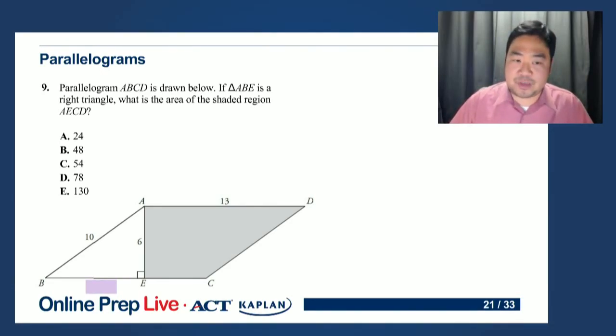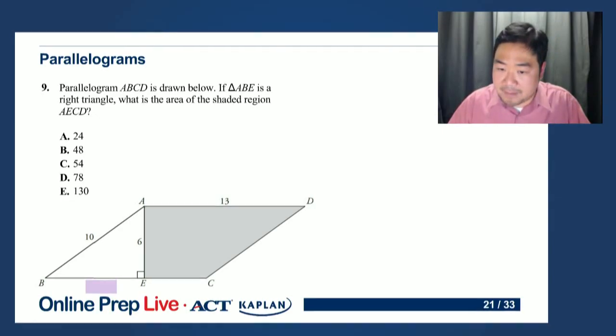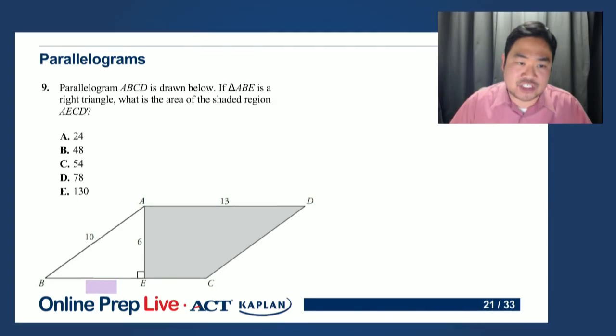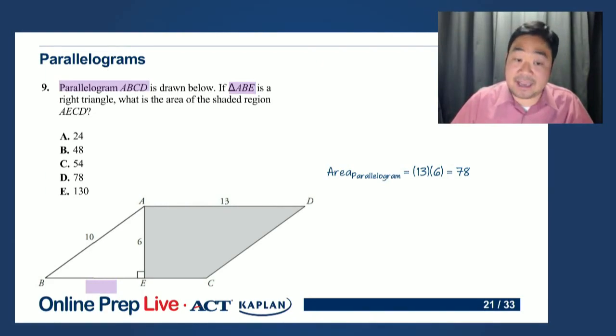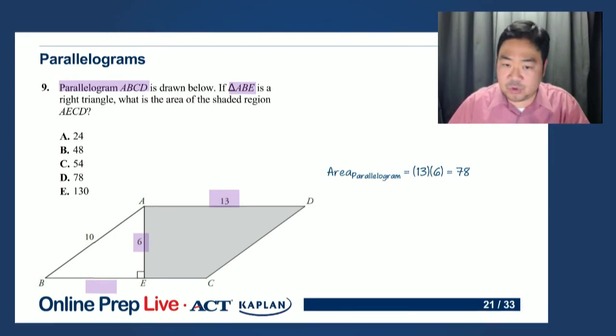But there are a couple of things we can figure out about the parallelogram and the right triangle, because those are the figures that are mentioned in the question stem. Parallelogram ABCD and triangle ABE. So we want the area of the shaded region. Well, the whole thing is the parallelogram. So let's figure out that part. Area of the parallelogram is equal to base times height. Now again, be careful. The base is 13. The height is 6. Not 10, but 6. So the area of the whole thing is 78. The whole thing is 78.